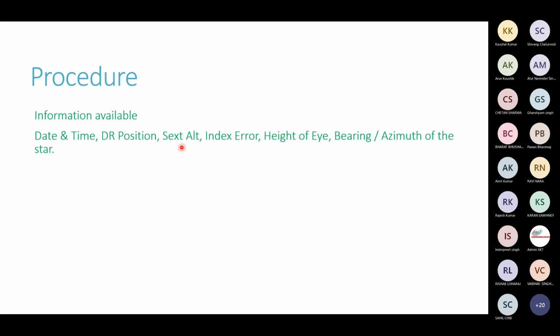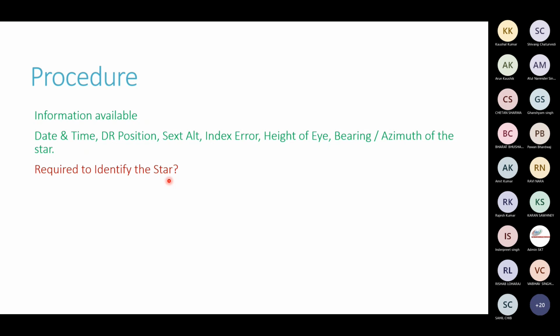The sextant altitude of the star is taken, so we are aware of the sextant altitude. We know the index error of the sextant. The height of eye of the observer is also known to us. When we take a star sight, we take the bearing or azimuth of the star, so this is also known to us. So all this information available to us in these questions is known to the navigator when he takes a star sight. Now, what we are required to do is identify the star used in the sight.